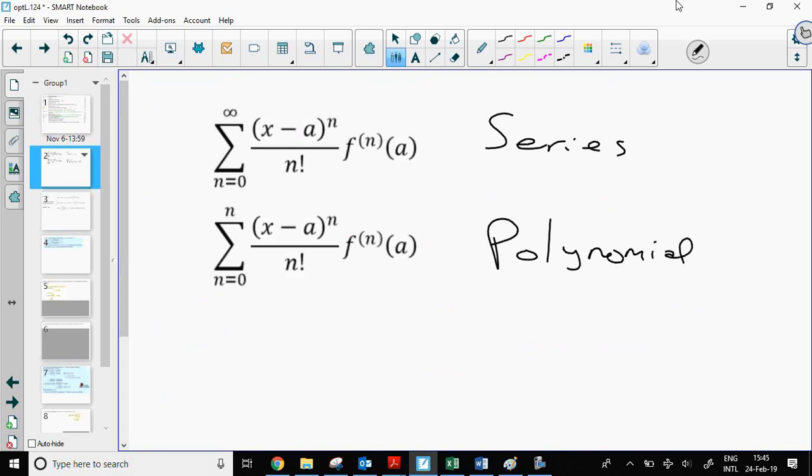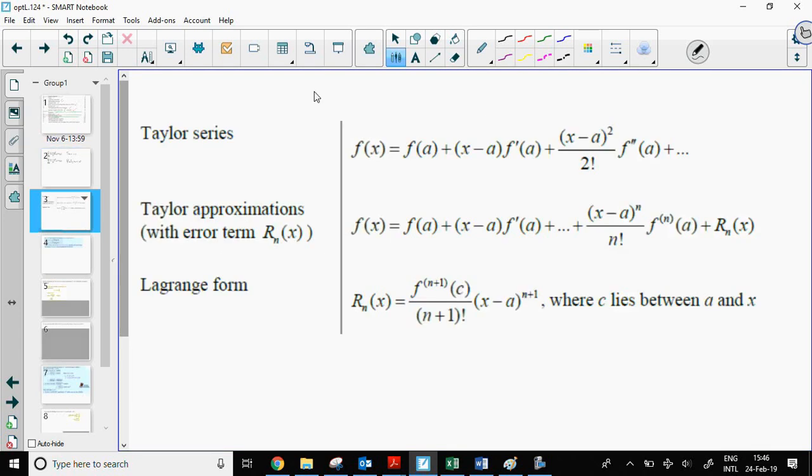So the problems where we found, like, find the first three terms of a Taylor series, we're finding a Taylor polynomial that has three terms. Find the seventh degree Taylor polynomial. It's finite, it's a polynomial. If it's infinite, it's a series, and the formula book distinguishes between the two, right?